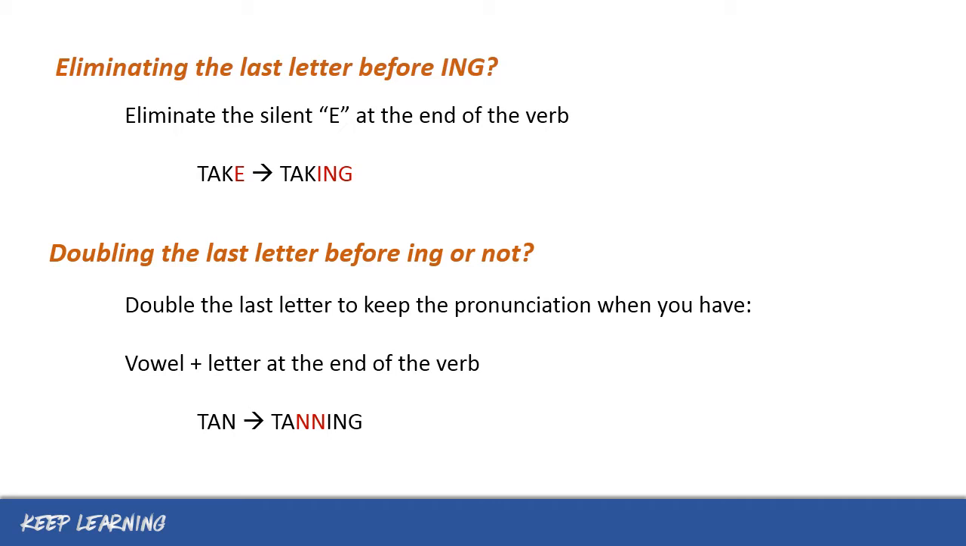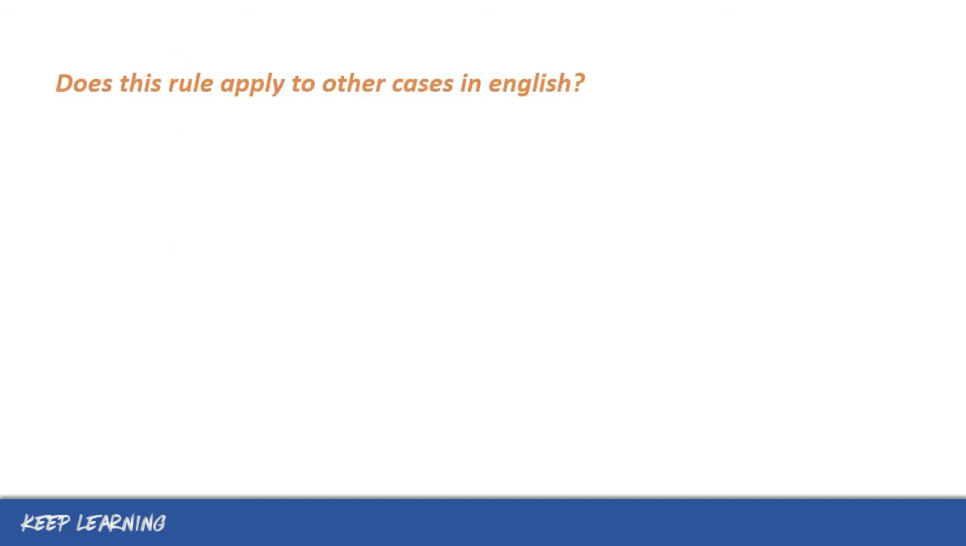So in order to keep the right pronunciation, the spelling in this word, you double the N. If you have only one N, the sound will change and this word will read tanning. And that's a very different word. But with the double N, you have tanning. So this is the case when you have to double the letters at the end of the word. Here are some other examples where this applies.